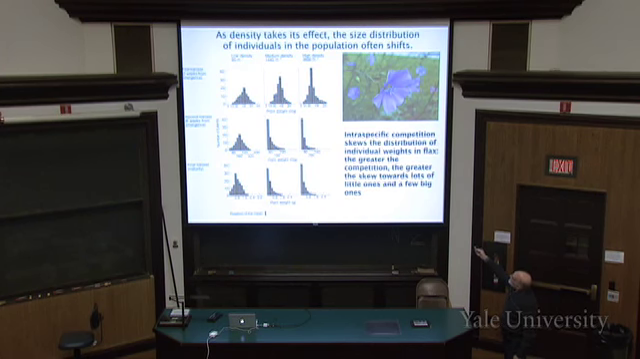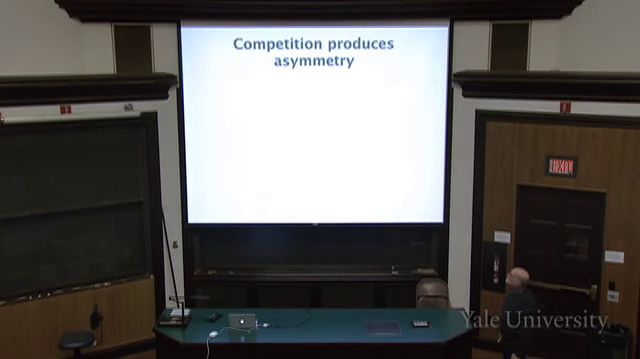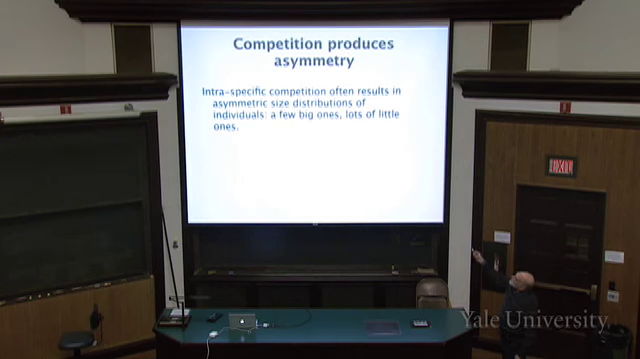There's going to be intraspecific competition. Some individuals are going to be better at it than others, okay? And it's going to result in these kinds of size and growth distributions. So the more competition there is, the greater the skew will be between lots of little ones and a few big ones. So that means that competition is producing an asymmetry.